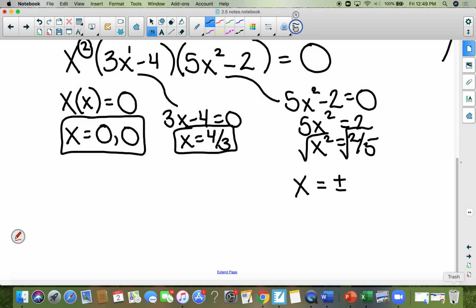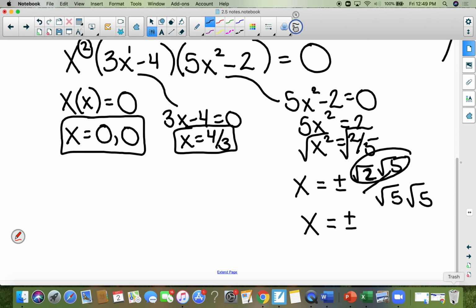That's right. I can split this up into the square root of 2 over the square root of 5. I can't leave a radical in the denominator, so I have to multiply the top and the bottom by the square root of 5. X equals plus or minus square root of 10 over 5.